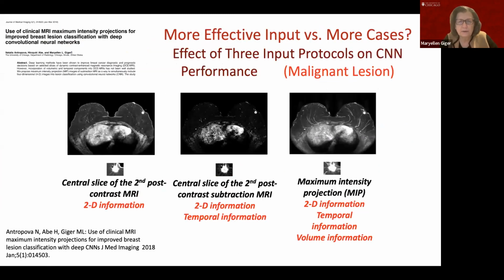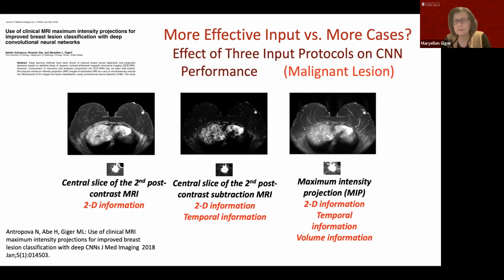So this is from our DCE breast MRI data set. On the left, we have 2D information. This is from the central slice of the second post-contrast MRI. This one here is the central slice of the second post-contrast subtraction MRI. So this has 2D information and temporal information. And this is the maximum intensity projection of the image. MIP has 2D information, temporal information, and in a sense, volume information.